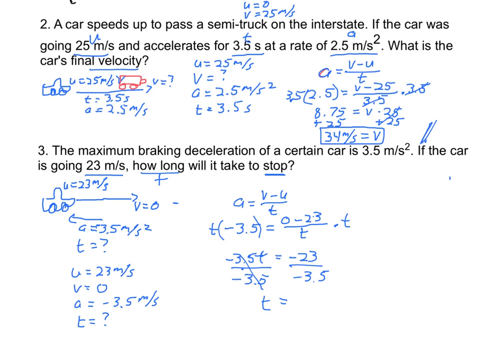But I have to round to 2 significant figures, because notice up in the problem, 3.5 meters per second squared is 2 sig figs. 23 meters per second, 2 sig figs. The lowest number of sig figs given is 2. So I round to 2 sig figs. This becomes 6.6 seconds for how long it takes for this car to stop.